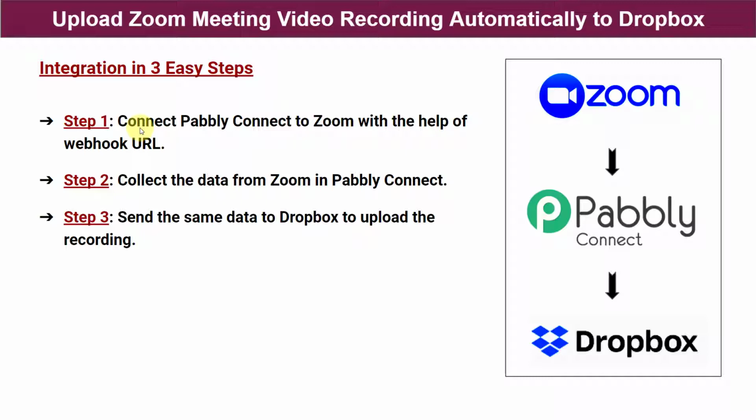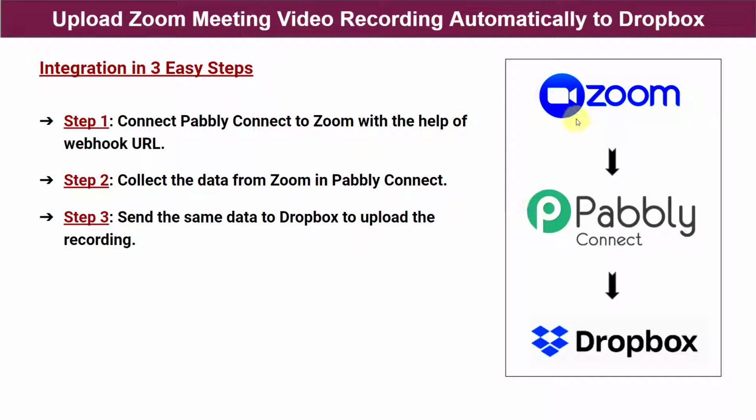So step 1 is to connect Pabbly Connect to Zoom with the help of a webhook URL. For this, first we need to log in to our Pabbly Connect account. Then we need to connect our Zoom account with Pabbly Connect with the help of the webhook URL. This webhook URL is basically an address provided by Pabbly Connect. We have to copy this and paste it into our Zoom account so that our Zoom account can connect with Pabbly Connect.